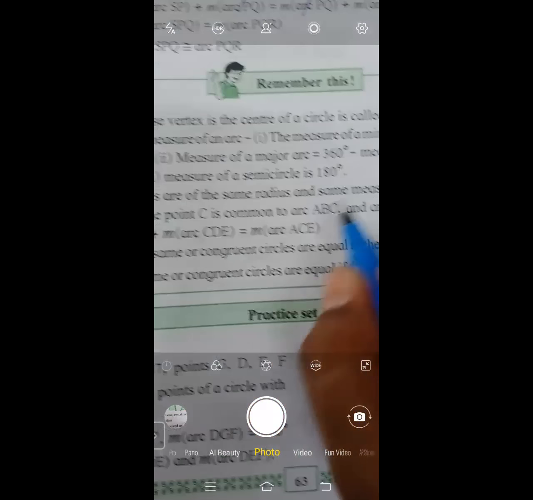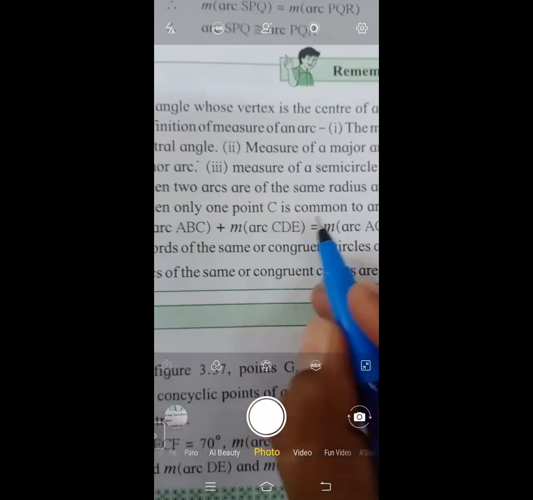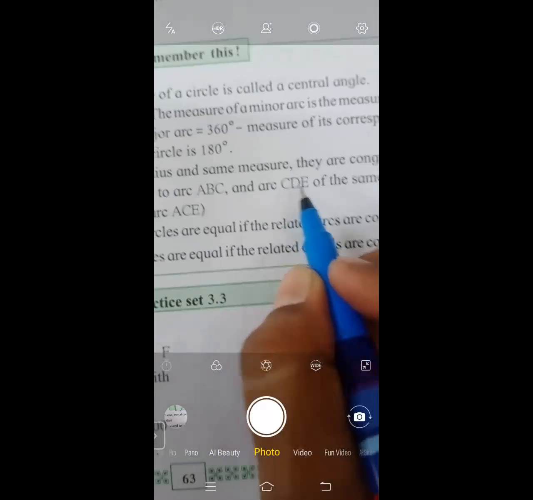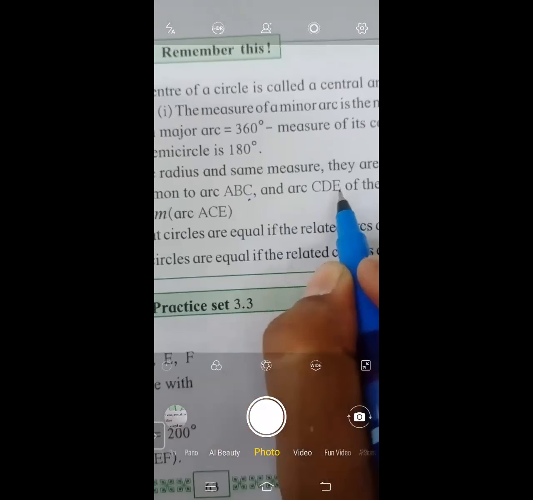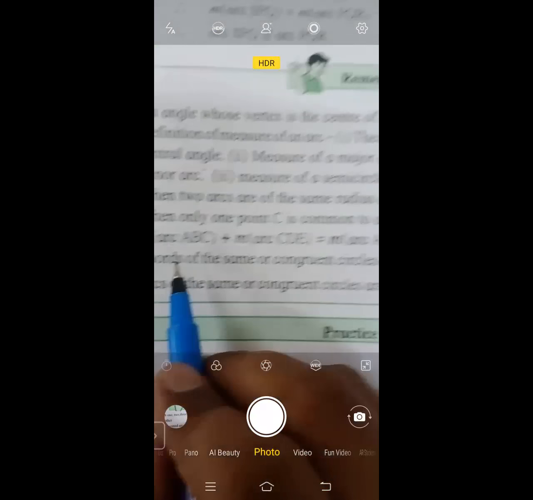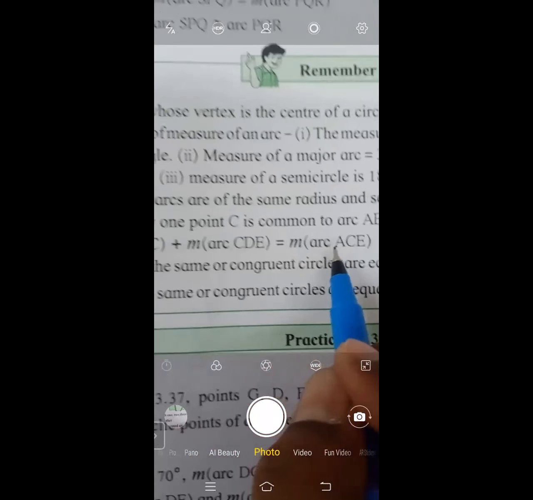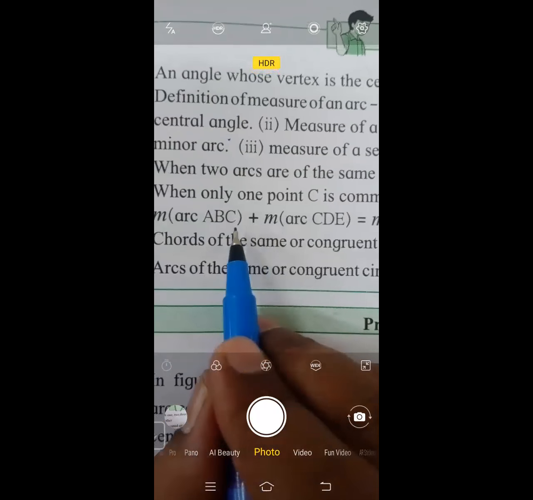Okay, and the arc measure should also be the same. When only one point C is common to arc ABC and arc CD, you can see only one point is common, C is repeating, of the same circle, measure of arc ABC plus measure of arc CD is equal to measure of arc AC. Then we can add these two arcs if they have only one point in common.